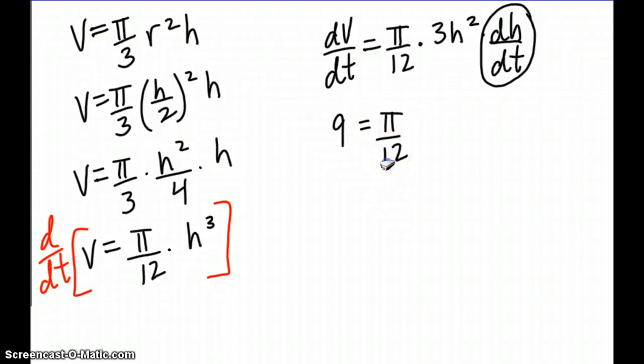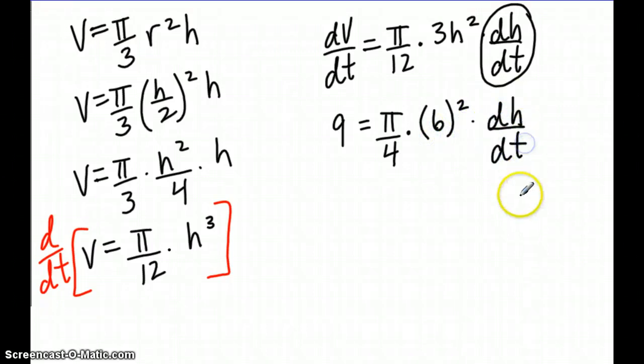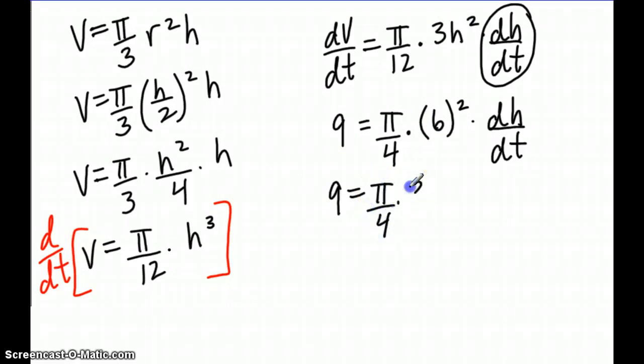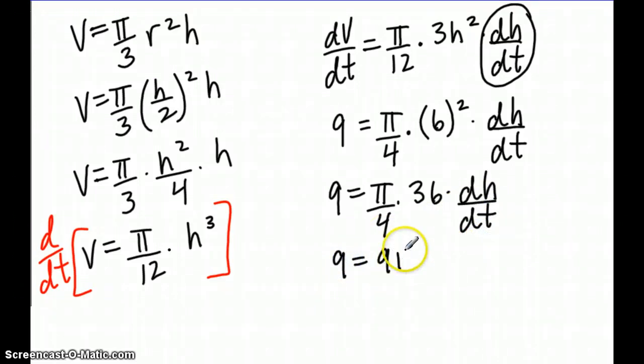And what we can do, 3 over 12 reduces to 1/4. So again, without the aid of a calculator, try and reduce and make it any easier for you. We were looking at the tank at the exact moment when the height of the water was 6 feet. So we replaced the height with 6. Pi over 4 times 36 times dh/dt. 36 divided by 4 reduces to 9 pi.